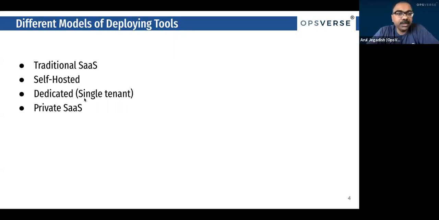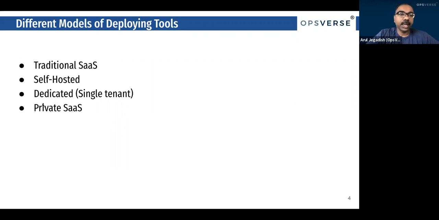Now we are seeing a new model. This is not quite a new model, but perhaps a new name for it, called the dedicated single tenant model. In this model, we see some traditional SaaS vendors now beginning to offer another model where they'll run a dedicated single tenant instance for some of their customers. In the past, this used to be called a hosted deployment model. Now we see some traction around this as well. Recently, we saw GitLab making an announcement around dedicated, and we see a few more tools vendors offering this model too.